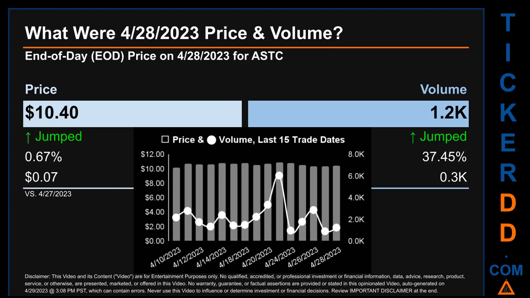Across a range of 75 cents, the max and minimum end-of-day price were respectively 10.9 and 10.15. Volume saw a range of 5.1 thousand, from a day low of 0.9 thousand to a day high of 6 thousand.